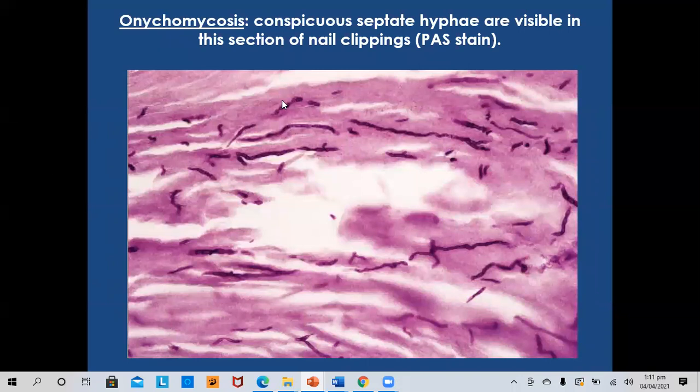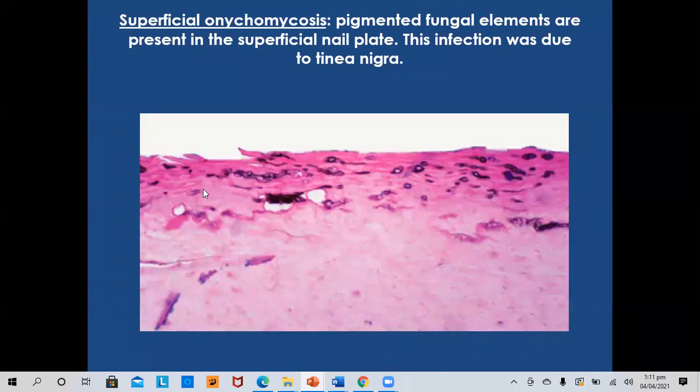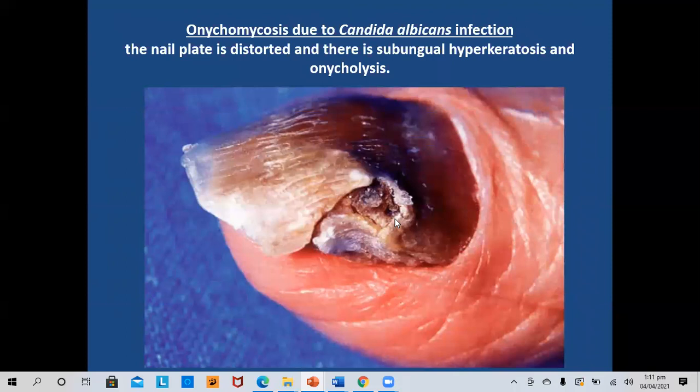In onychomycosis, the fungal hyphae are seen within the nail plate. This can be seen by sending the nail plate for histopathology, and on PAS stain, these hyphae become more obvious. You can see these hyphae in the nail plate. Onychomycosis can also occur because of Candida infection, but in such cases, in addition to the involvement of the nail plate, the nail folds are also involved with onycholysis.